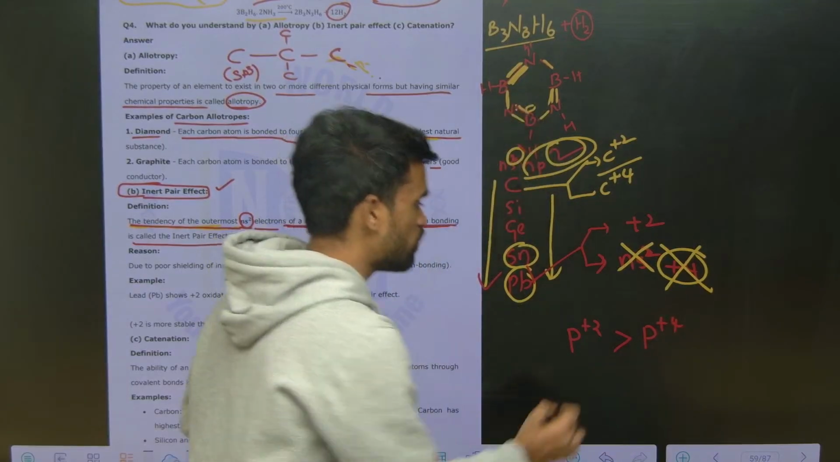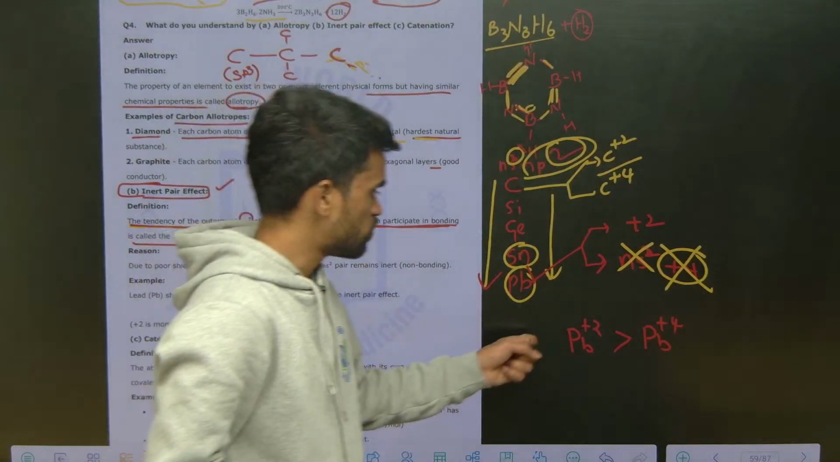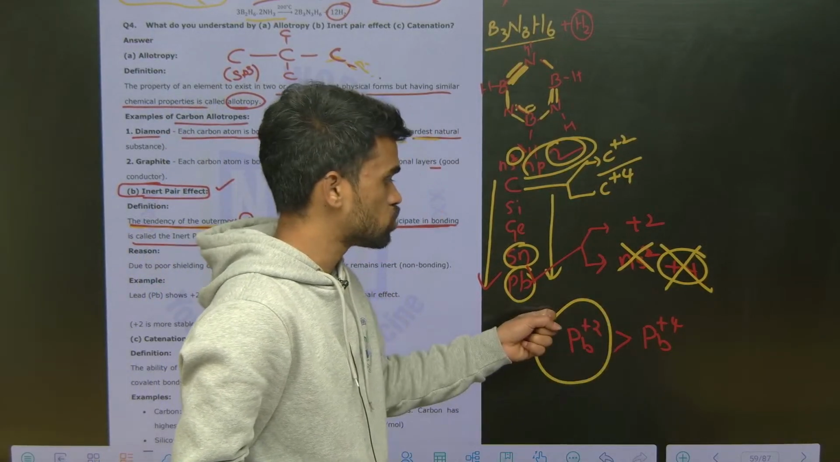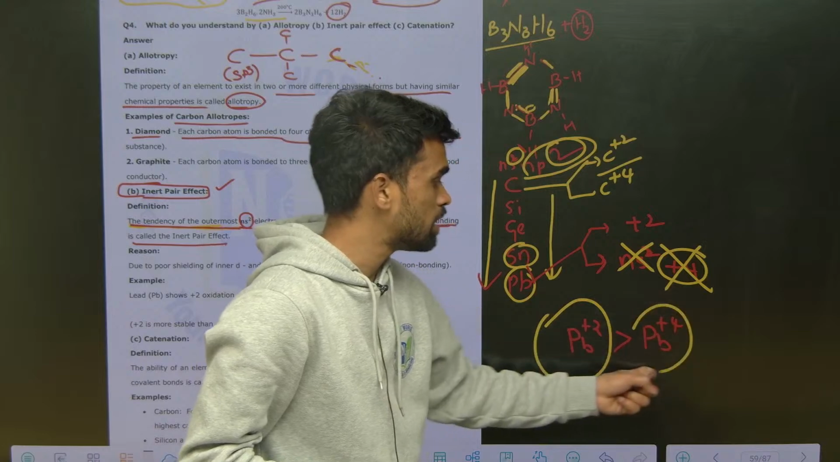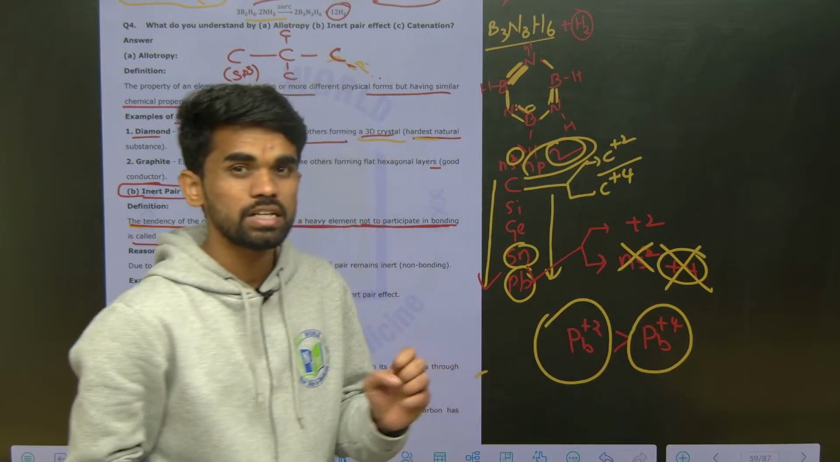Yes, lead can form plus 4 also, but I am asking about the stability order. So which is more stable? Lead with plus 2 charge is more stable when you compare it with lead with plus 4 charge. Why is it so? Due to the concept of inert pair effect.